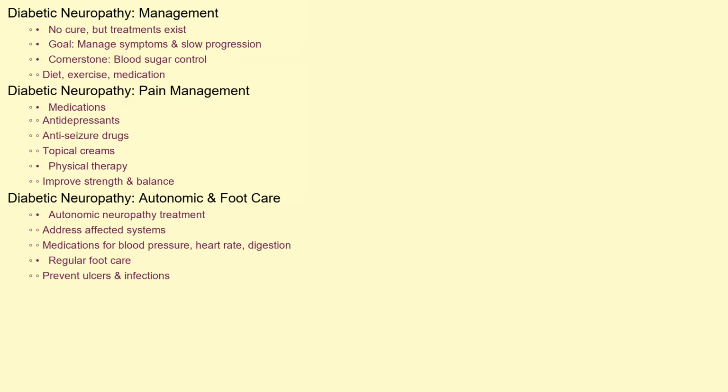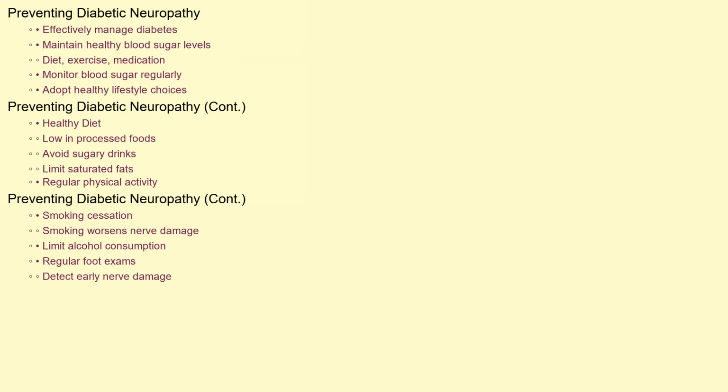For autonomic neuropathy, specific treatments are available to address the affected systems. For example, medications can help manage blood pressure, heart rate, and digestive problems. Regular foot care is essential to prevent foot ulcers and infections. The best way to prevent diabetic neuropathy is to prevent or manage diabetes effectively. Maintaining healthy blood sugar levels through diet, exercise, and medication is key.